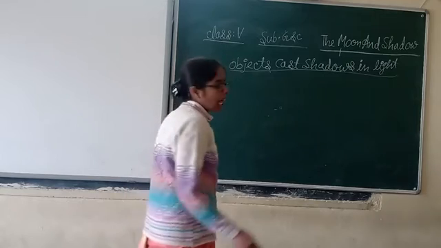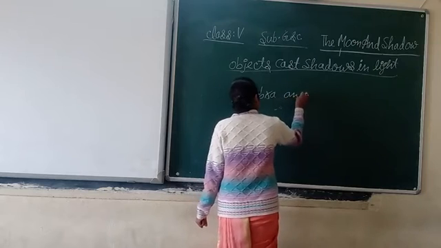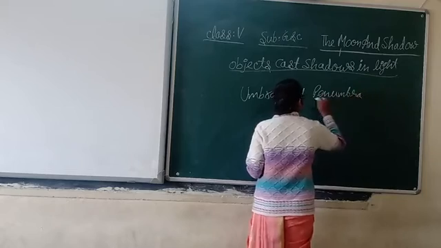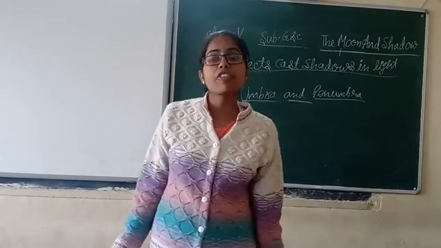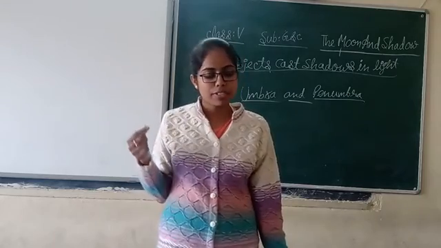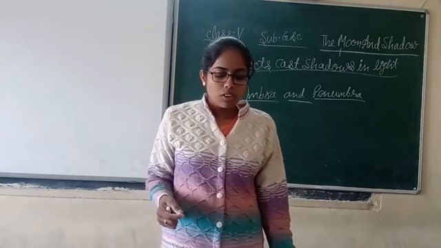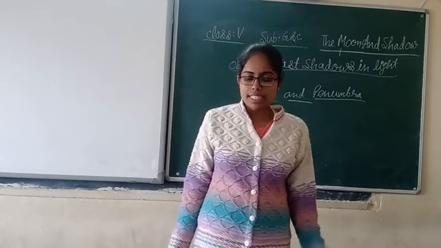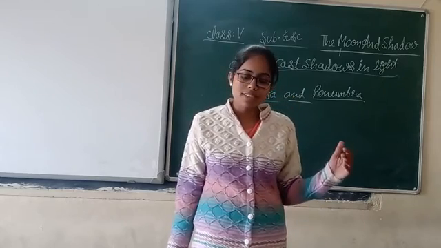Now we will study about the umbra and penumbra. When an object stands in the way of light, its shadow is formed on the side opposite to the source of light. If we observe that shadow, what can we see? We can notice 2 regions in it. Its central region is absolutely dark, but its outer region is partially dark.